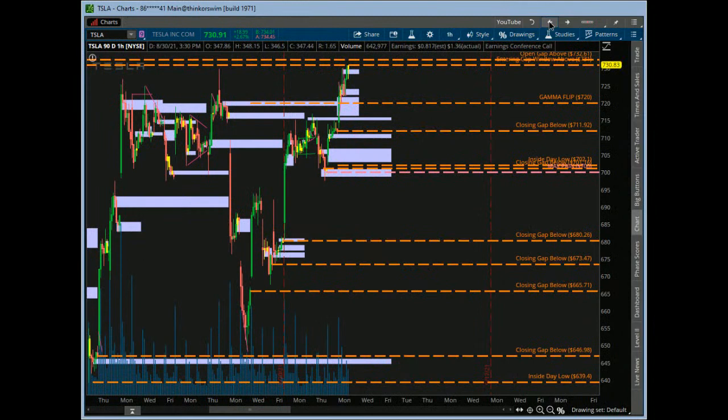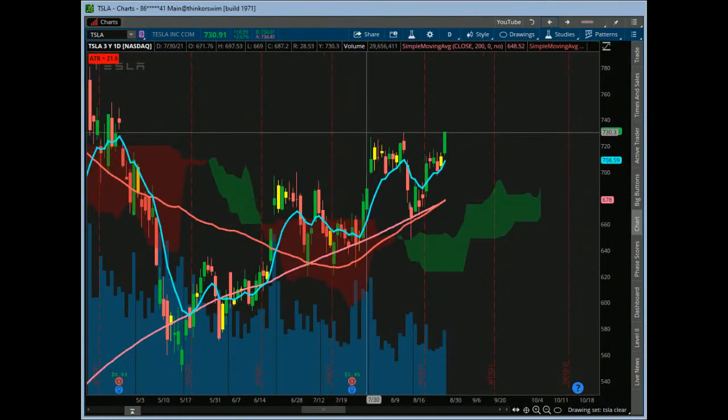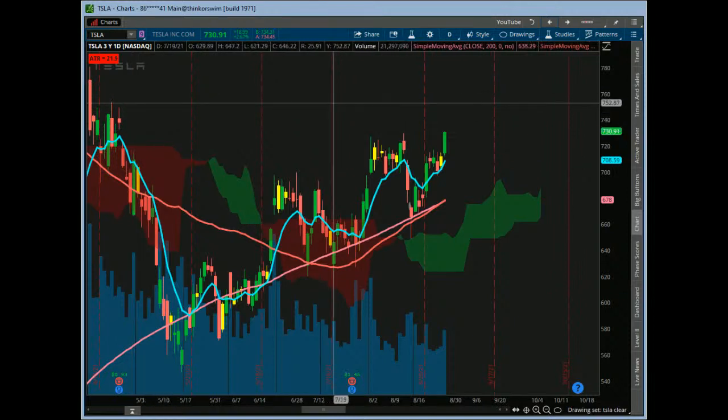So again, beautiful candle today on Tesla. I like how it closed and cleared above this level right here. It's working its way into this gap. Let's see if we can fill that gap today. And it could be very, very interesting. Nice find on Tesla.